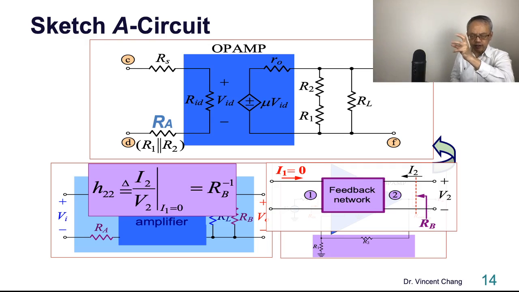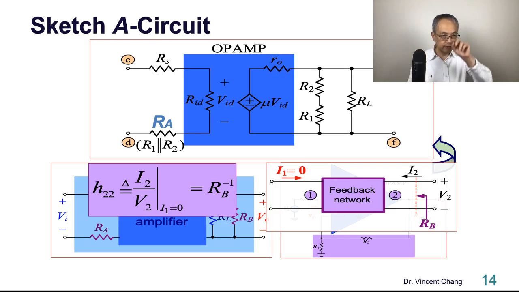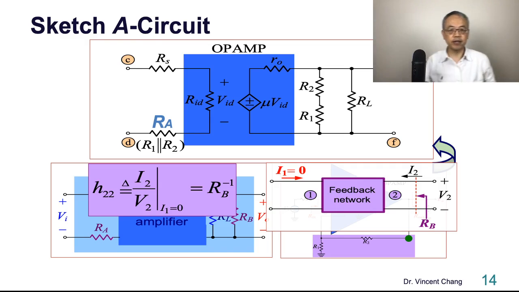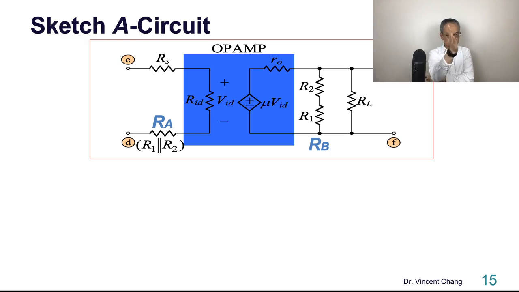You have to open circuit the input side. This is R2, this is R1. When you open circuit, you cut, and look from the green node. What's the resistance between the green node and the ground? When you open circuit the top line of R1, you see the series combination of R2 and R1. That's RB. So this is your job, to draw an A circuit, an open loop gain circuit. We're still on step 1.